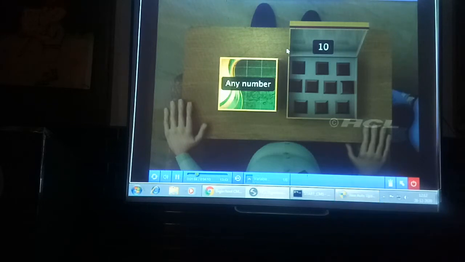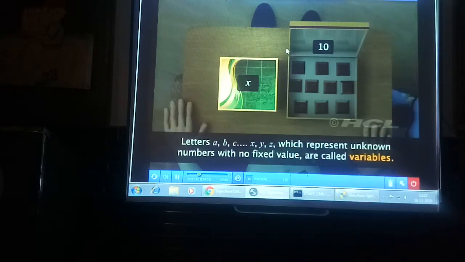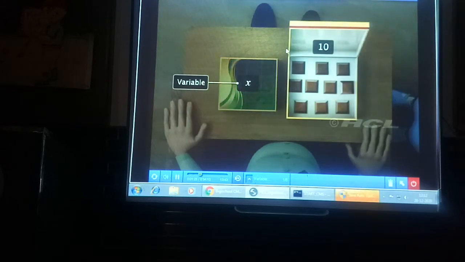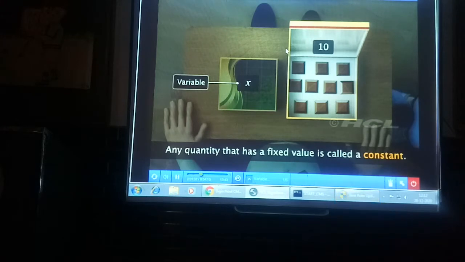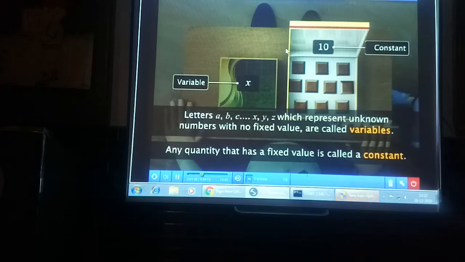To represent this variable and unknown quantity, we use a letter. We can use any letter such as A, B, T, M, P or X. Such letters which represent unknown numbers with no fixed value are called variables. On the other hand, we know the exact number of chocolates in one box. As the number is fixed and known, we call it a constant. Let's take a look at some variables and constants.